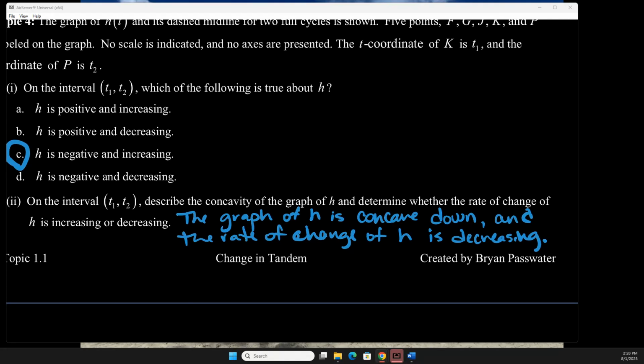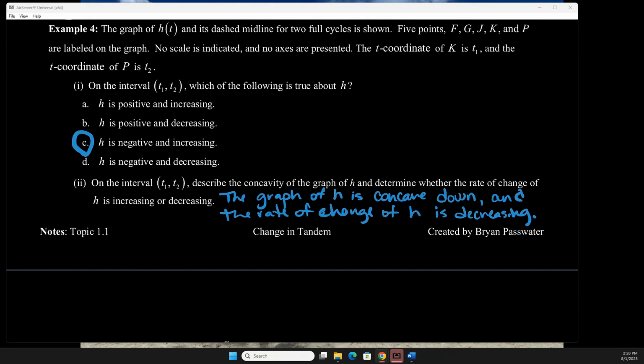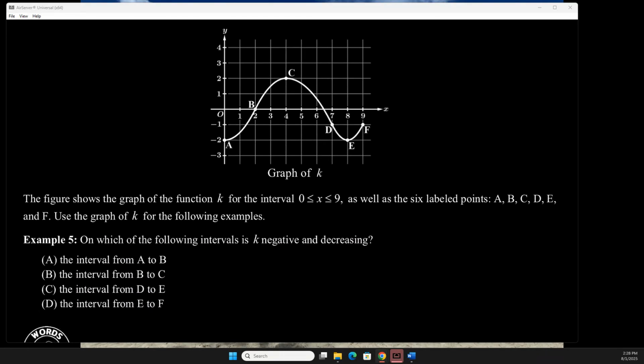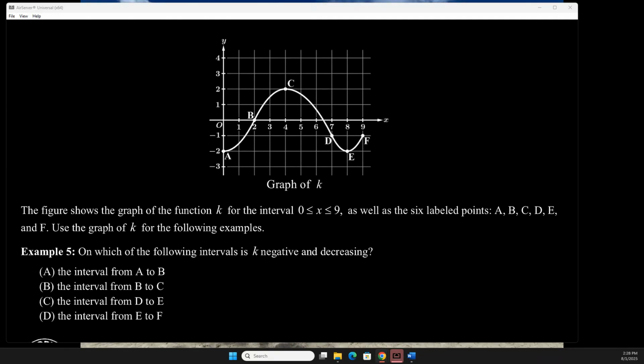Okay. So day 1, you guys learned how to get 2 points on the AP exam. It's pretty exciting. All right, so we still have a whole bunch of examples, but they go pretty fast. So for the next page, we're going to use this graph of K to answer 4 questions. And so example 5, we want to know on what intervals is K negative and decreasing. So negative, we're going to be below the x-axis.